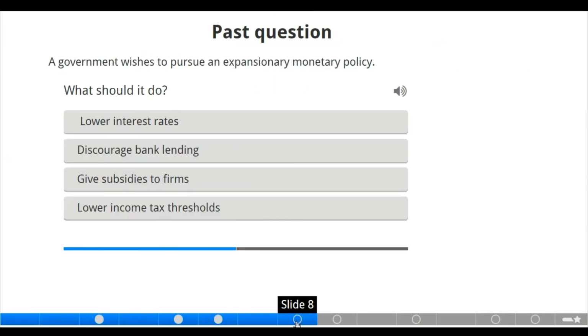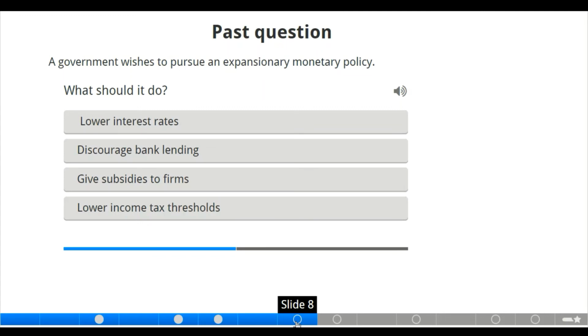Moving to the next slide, we also have one past question. A government wishes to pursue an expansionary monetary policy. What should it do? Lower interest rates, discourage bank lending, give subsidies to firms, or lower income tax.